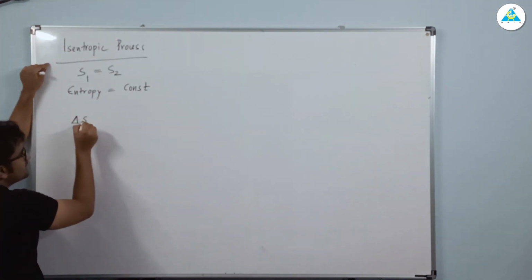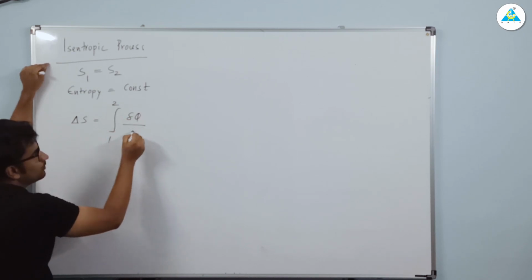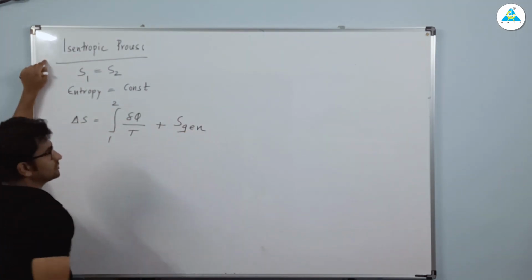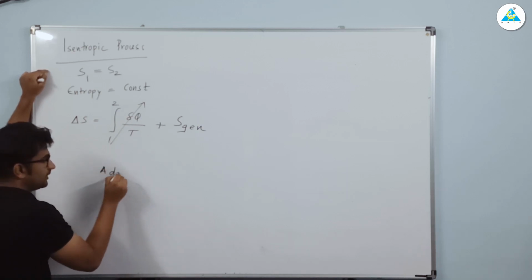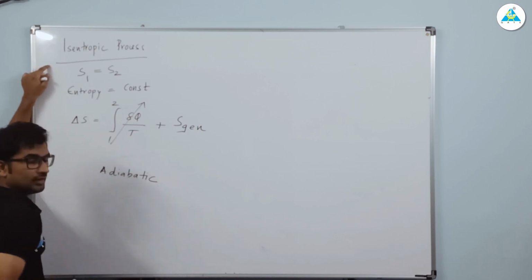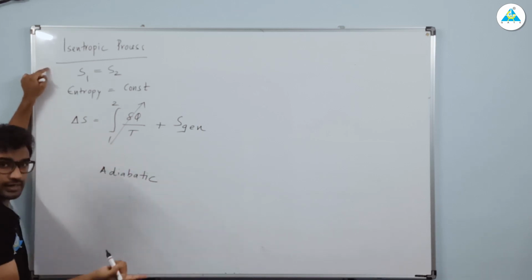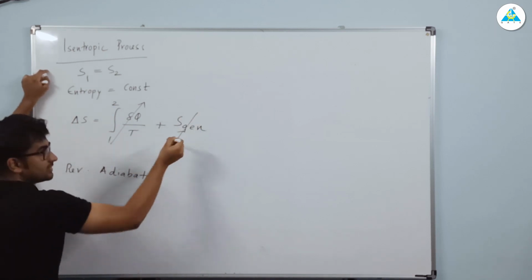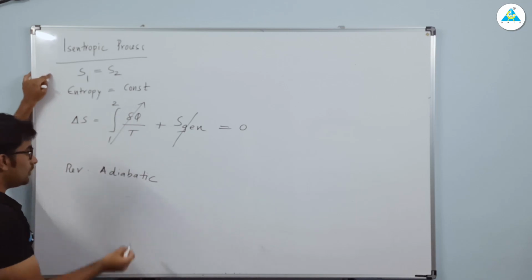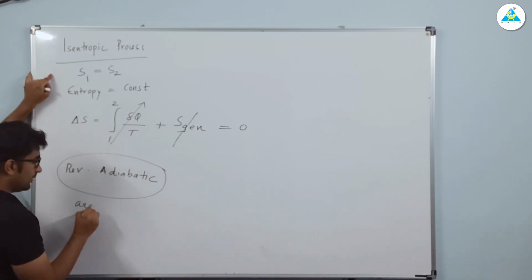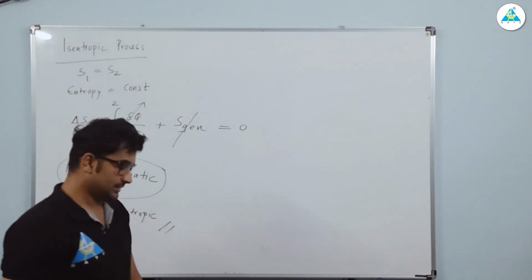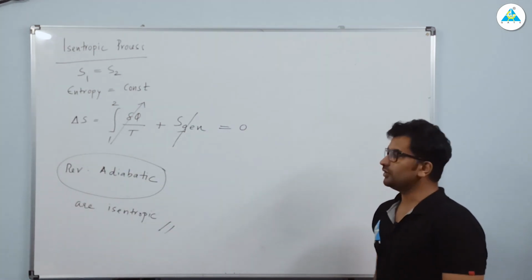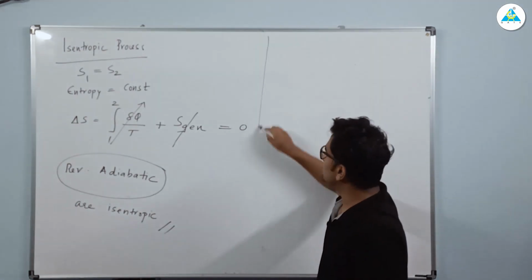Clear? So what is the equation for entropy change? Actually it is integral 1 to 2 del Q by T plus entropy generation, right? If there is no heat transfer, this term will be 0. So if the process is adiabatic, heat transfer is 0, then there will be no this term. If the process is reversible, S generation is also cancelled, so this value will be equal to 0. So we can say reversible adiabatic processes are isentropic. You can write it, all reversible adiabatic processes are isentropic.